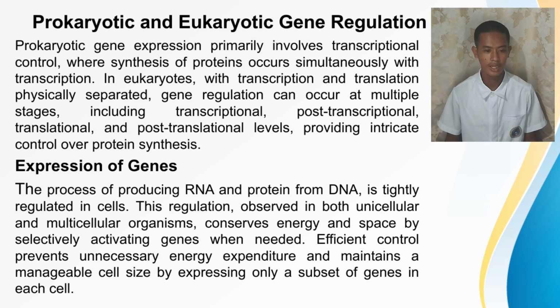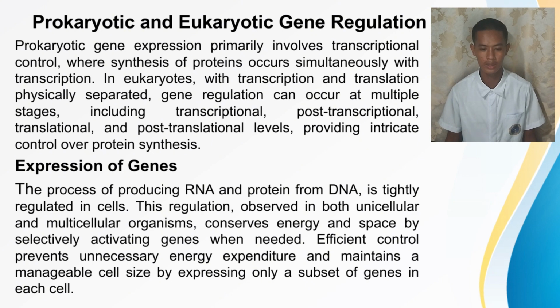Expression of genes. The process of producing RNA and protein from DNA is tightly regulated in cells. This regulation, observed in both unicellular and multicellular organisms, conserves energy and space by selectively activating genes when needed. Efficient control prevents unnecessary energy expenditure and maintains a manageable cell size by expressing only a subset of genes in each cell.